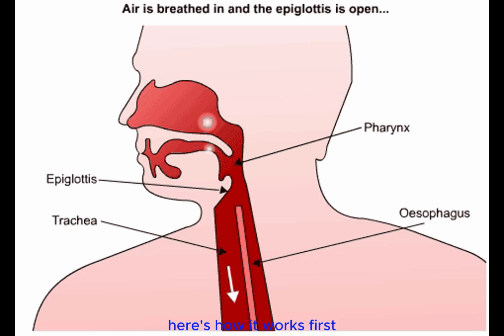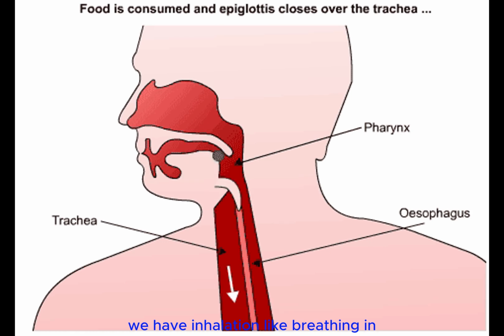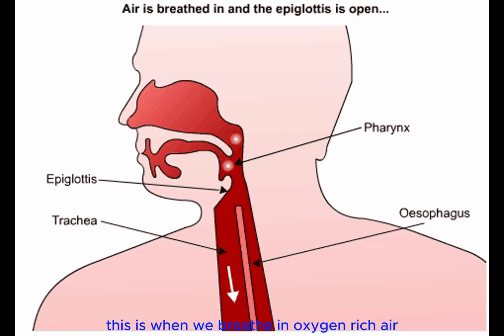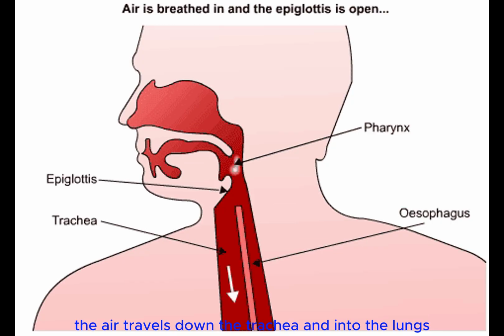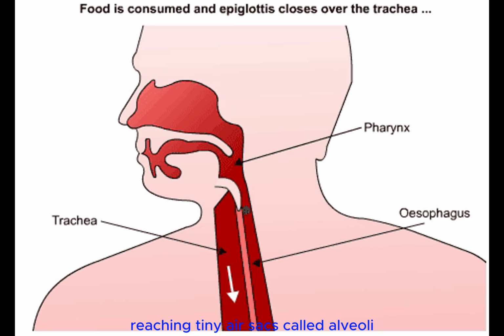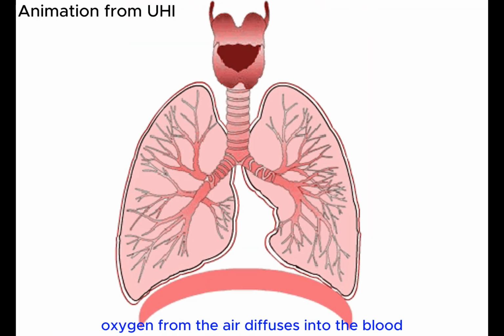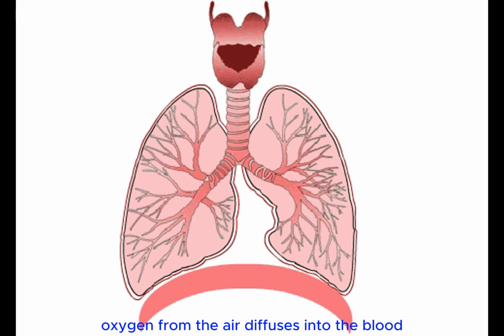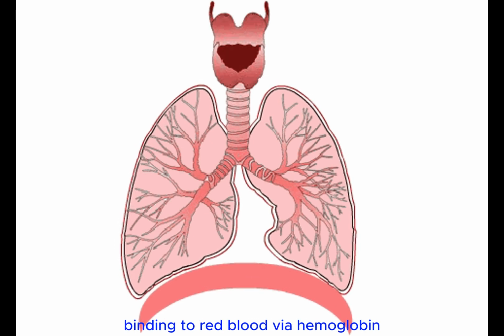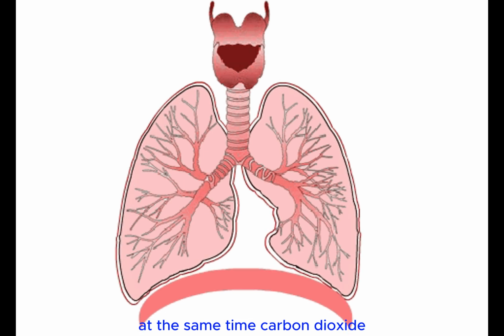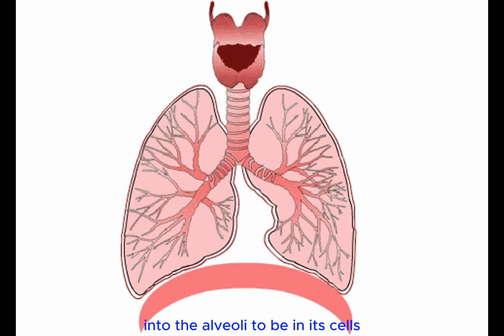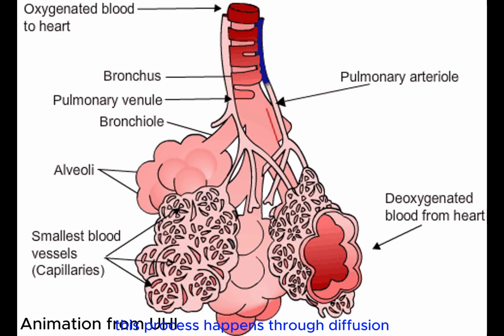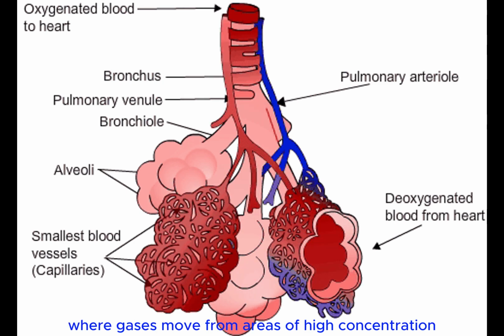Here's how it works. First, we have inhalation, like breathing in. So this is when we breathe in oxygen-rich air through the nose or the mouth. The air travels down the trachea and into the lungs, reaching tiny air sacs called alveoli. Oxygen from the air diffuses into the blood, binding to red blood cells via hemoglobin. At the same time, carbon dioxide, a waste product from metabolism, moves from the blood into the alveoli to be exhaled. This process happens through diffusion, where gases move from areas of high concentration to low concentration.